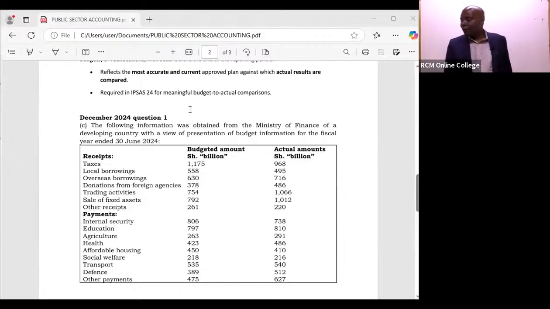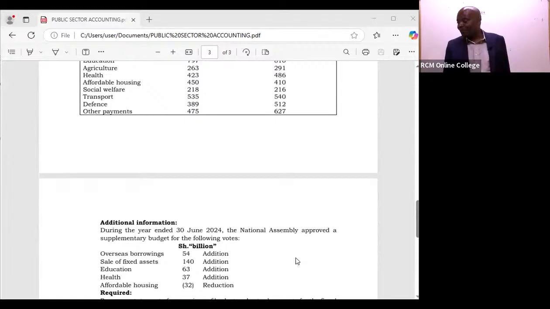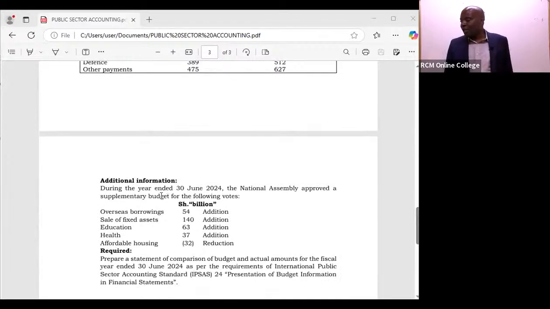We are saying here, the following information was obtained from the Ministry of Finance of a developing country with a view of presentation of budget information for the fiscal year ended 30th June 2024. So I can see the budgeted amount, I can see the actual amount in billions. Then additional information, during the year ended 30th June 2024, the National Assembly approved a supplementary budget for the following votes. So overseas borrowings, sale of fixed assets, education, health, affordable housing, like that.